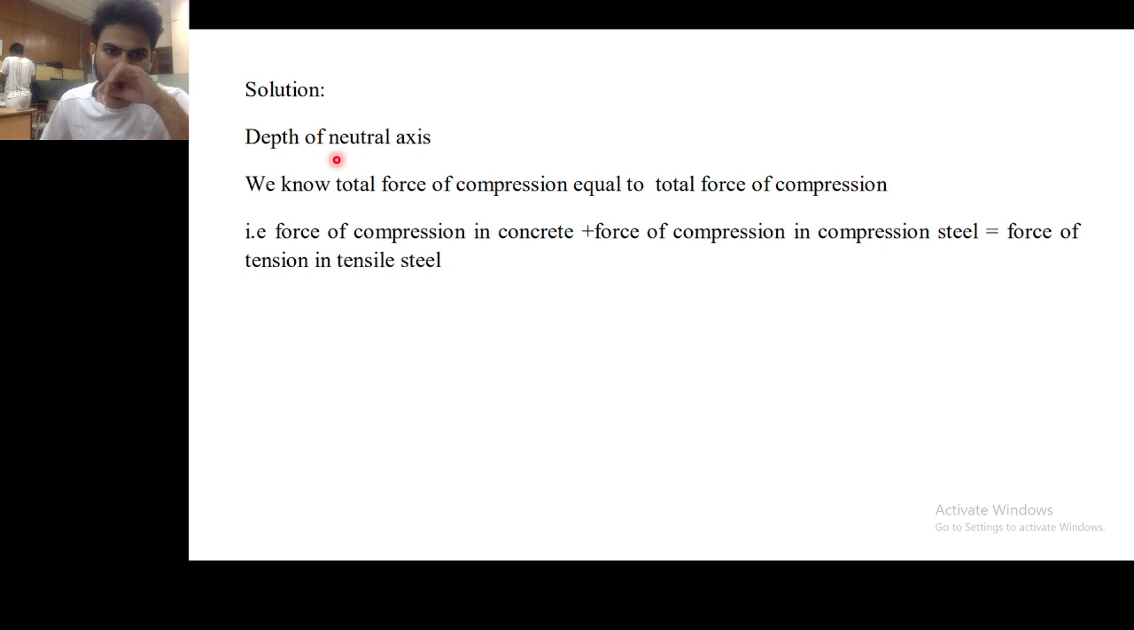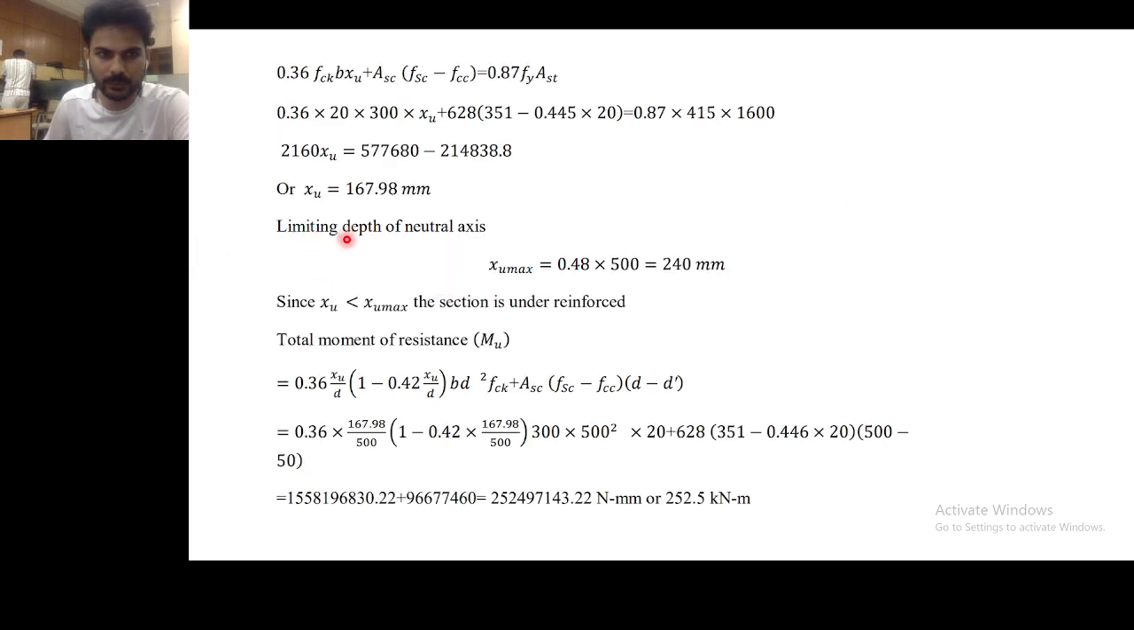Okay, so depth of neutral axis, we know that force of compression equal to total force of tension. So force of compression in the concrete plus force of compression in the compression steel is equal to force of tension in the tensile steel. Yeah, that's correct. That also we have seen in the previous slides. So we will calculate by this formula: 0.36 FCK B XU plus ASC into FSC minus FCC equals 0.87 FY AST.